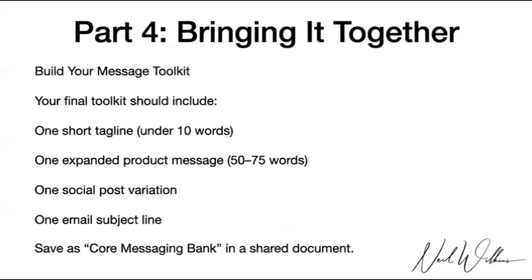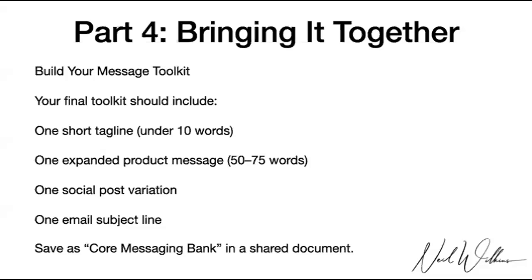And so, having done all of those things, we then come to part 4 of our 5-step process, which is bringing it all together. What you need to now do, because you'll want to do this consistently on an ongoing basis, not just this one-off little exercise, is to build your message toolkit. Now, your final toolkit should include one short tagline under 10 words, one expanded product message, maybe 50 to 75 words by the time you've edited it and improved it, one social post variation. That'd be nice because you tested again, so now you've got the one that's really going to work well.